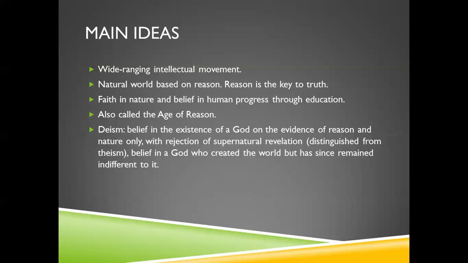Enlightenment thinkers believe that the natural world is based on reason. Reason is the key to truth. They had faith in nature and belief in human progress through education. This goes back to the Industrial Revolution. People were moving from rural villages to urban settings to work in factories. They had to be educated. They started going to schools. People were educated differently than they ever had before. And that is how Enlightenment thinkers believe that people could progress spiritually, intellectually. This age was also called the Age of Reason. So those three terms, Age of Reason, Neoclassicism, and Enlightenment, are all interchangeable, but they all mean the same thing.